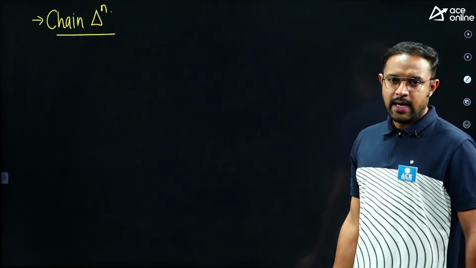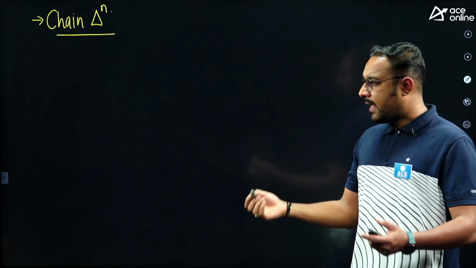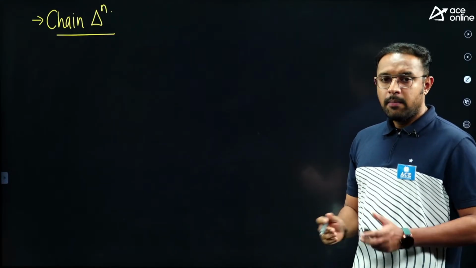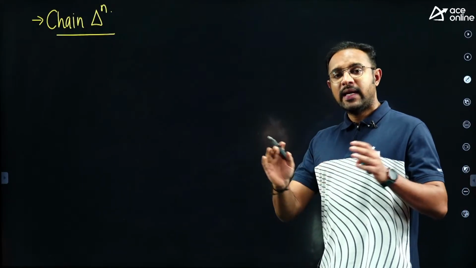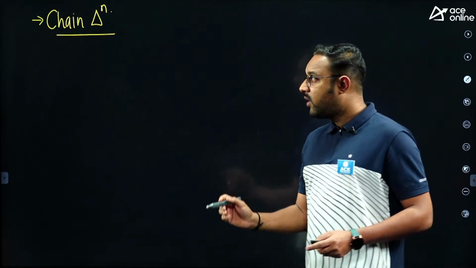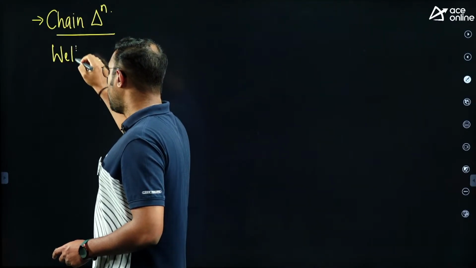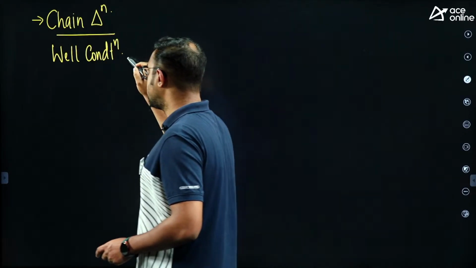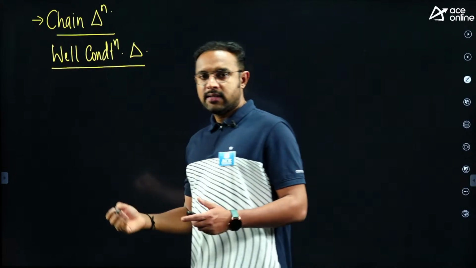What do you mean by chain triangulation? It's very simple. Whatever area that we are having, that entire area has to be divided into a network of triangles. But you are not allowed to divide the entire area into whatever triangle that you want. No, you have to divide all this area into something called well-conditioned triangles. So when will you call a triangle well-conditioned?